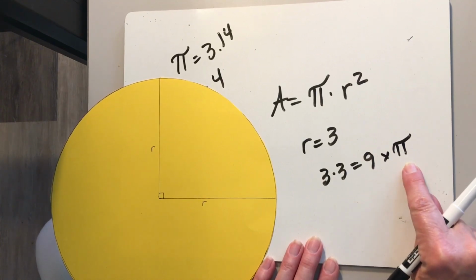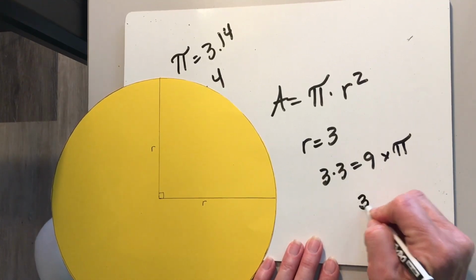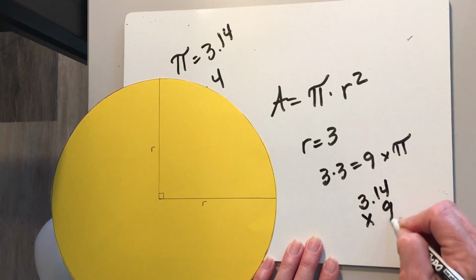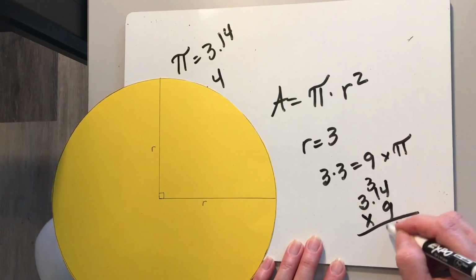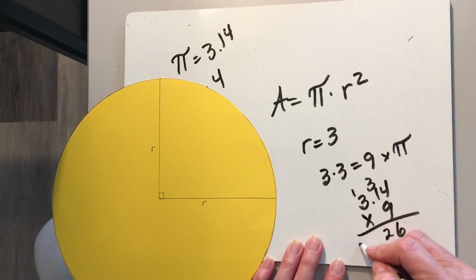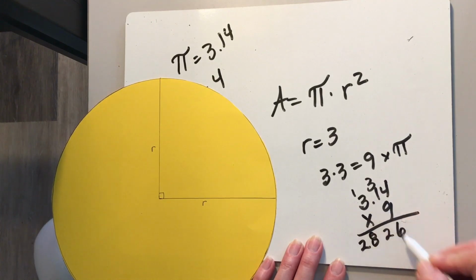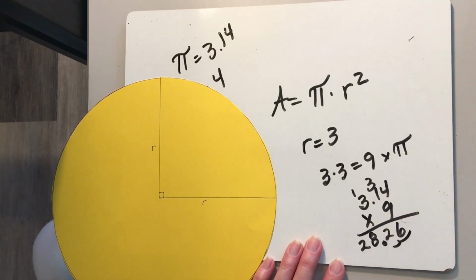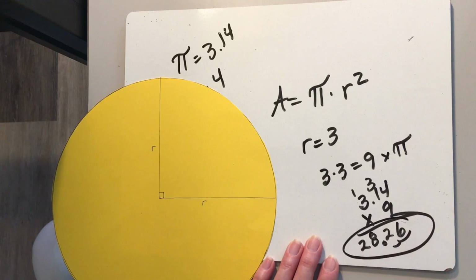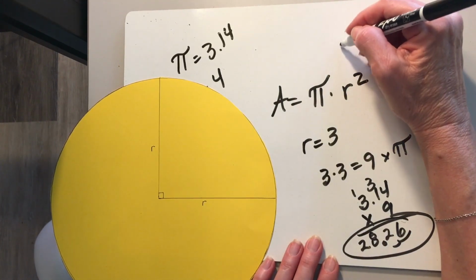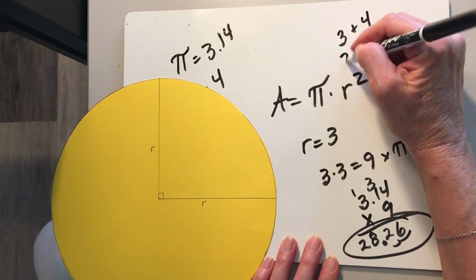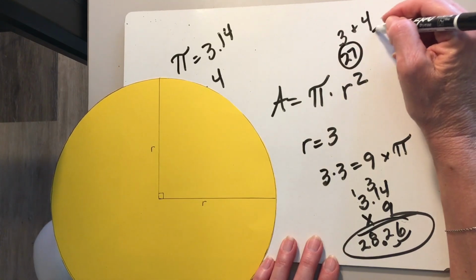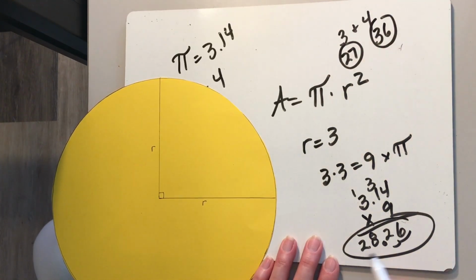If we gave pi a value like 3.14, it would be 3.14 times 9. And then you just multiply out like normal and put our decimal into place, 2 places over, and that would be the area of the circle. Remember before I was saying that the area was between 3 and 4 squares. 3 squares of 9 would be 27, and 4 squares would be 36. Notice what the answer is.